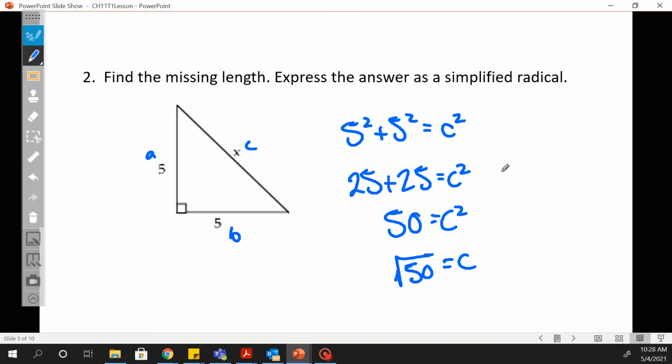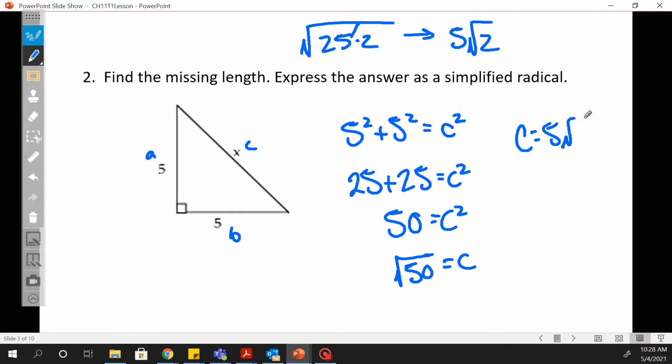And it says a simplified radical, so we do want to simplify that radical. So 50 can be written as 25 times 2. And the square root of 25 is 5, so that's 5 root 2. So c is equal to 5 root 2. That is the length, 5 root 2.